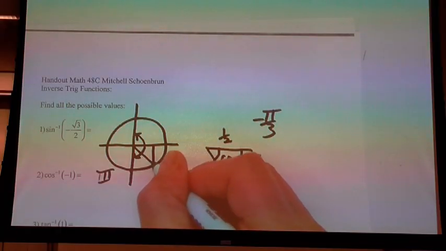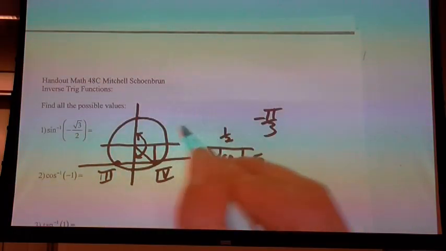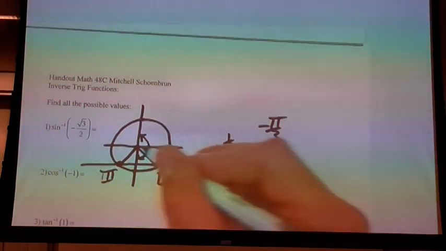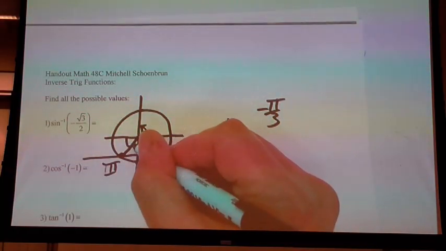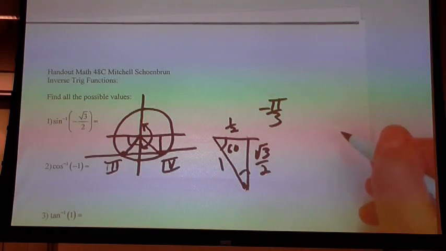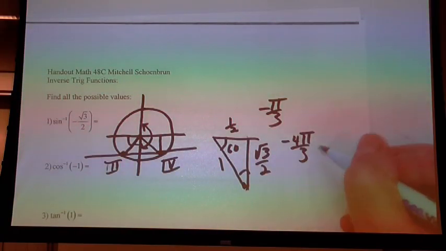But as before, if we draw a horizontal line here, we're going to find another value. This angle here is 60, so this angle here is 120 or minus 120, right, or minus 4 pi over 3. That's not right.